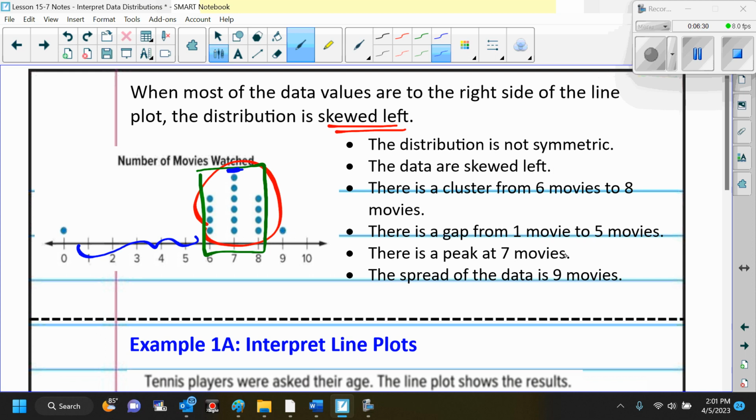So 7 is the mode, and the spread is 9 movies again this time, because the highest value is a 9 right here, and the lowest value is a 0. So 9 minus 0 is 9. Okay, you've got to make sure you pay attention to where the dots are.